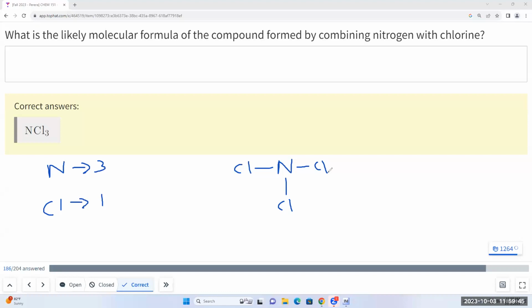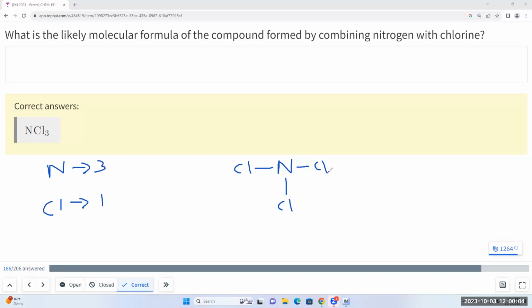Okay. So always start with the atom with the higher bonding capacity in the center, and then you can add the other ones around it. All right. Any questions, concerns, comments at the moment? What questions do we have? Anything?